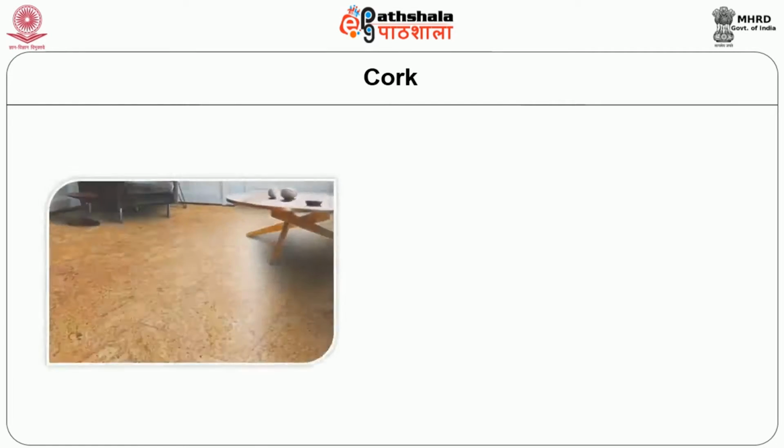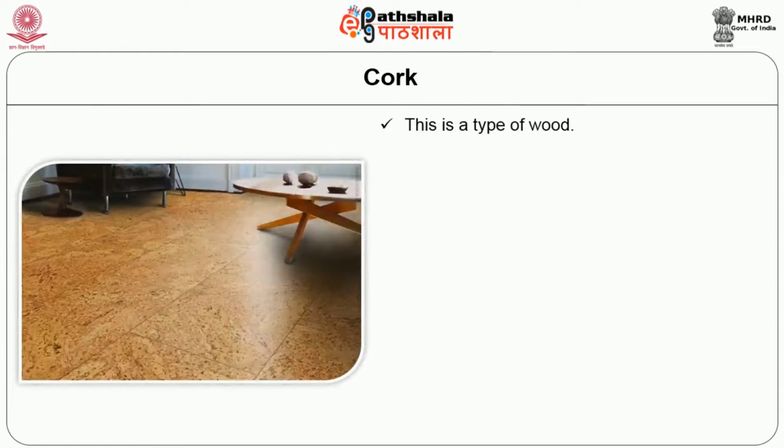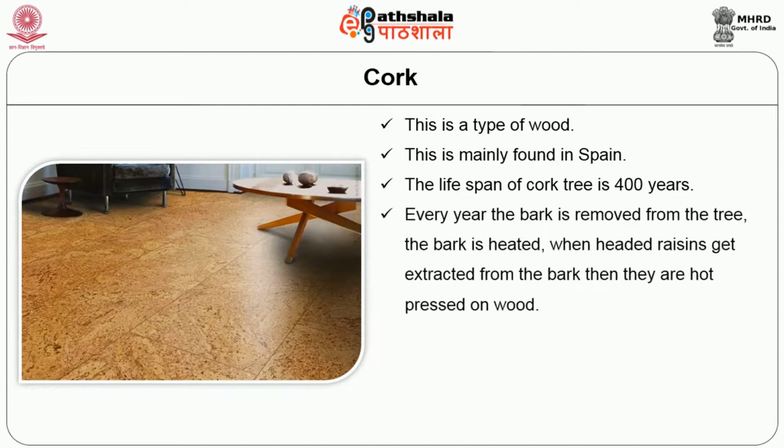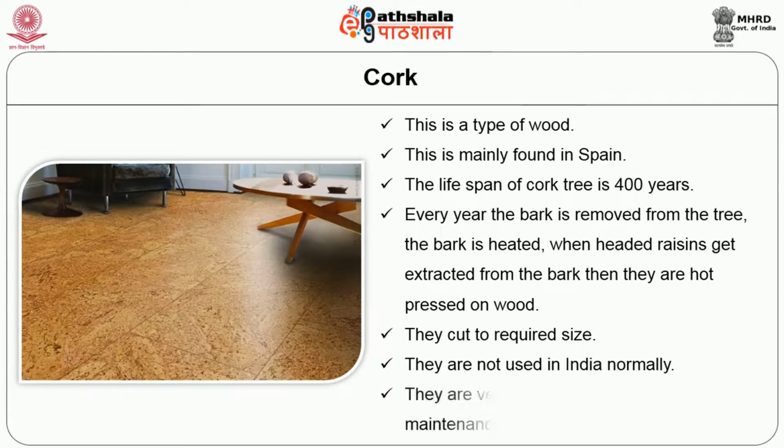The next sector of this particular one is cork. This is again a type of wood, and this is mainly found in Spain, and the lifespan of a cork tree is around 400 years. So every year the bark of the tree is removed and the bark is heated. When heated, the resins get extracted from the bark and they are hot pressed on wood. So this is how you get the cork. They are cut to the required sizes. This is not used much in India, and they are very expensive and need a lot of maintenance.